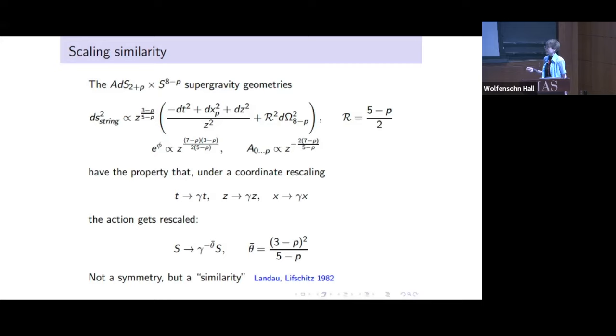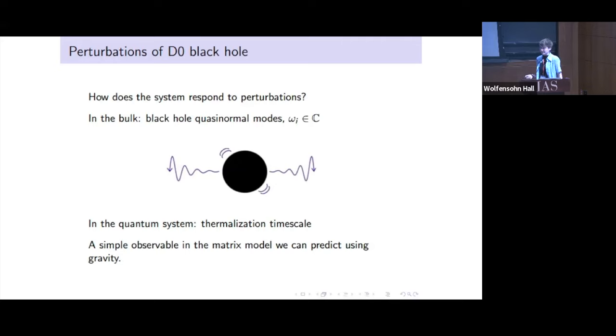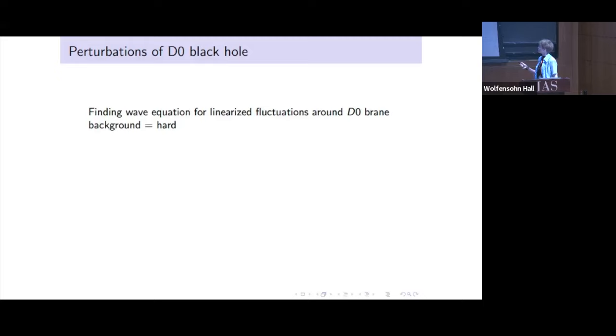So an interesting question to ask about this system is, how does it respond to perturbations? In the bulk, these are described by black hole excitations called quasi-normal modes. These modes decay with a particular complex frequency that's fixed by the geometry of the black hole. In the quantum system, the quasi-normal modes describe the time scale for a perturbation of the thermal state to relax back to equilibrium. So this is a definite prediction of the duality, or a simple observable that we can predict in the matrix model using gravity. In the rest of the talk, I'm going to describe how to compute those omegas.